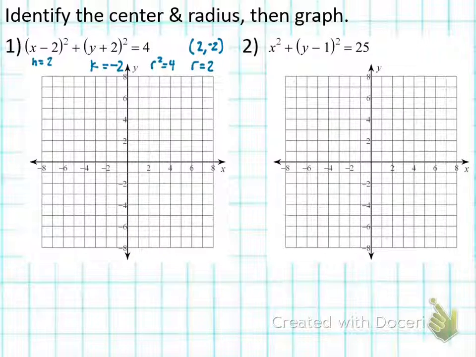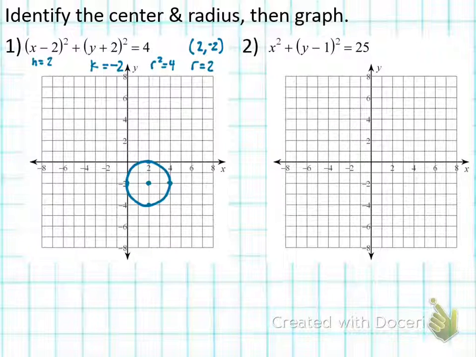Okay? And I could plot my center and plot my radius. So 2, negative 2. I'm going to plot my center right here. Our radius is 2, so we're going to go up 2 from the center, right 2 from the center, down 2 from the center, and left 2 from the center. And we're going to draw a circle around, touching all these points as well as we can.